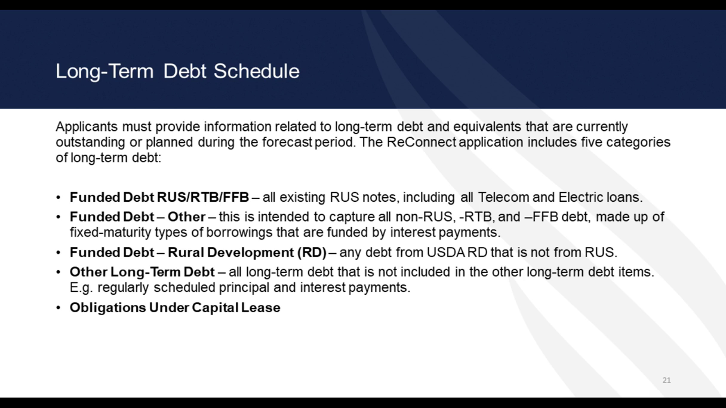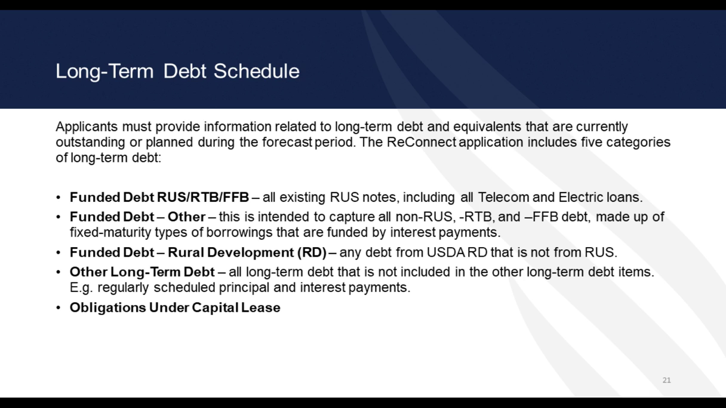Applicants must provide information related to long-term debt and equivalents that are currently outstanding or planned during the forecast period. This information is used to calculate the amortization schedules, so this section should be completed before moving on to the balance sheet. In addition, if edits are made to the long-term debt instruments created in the long-term debt schedule, the funded debt summary tables must be updated and resaved in order for the adjustment to be realized in the applicable current maturity line items for each applicable source of debt on the balance sheet.